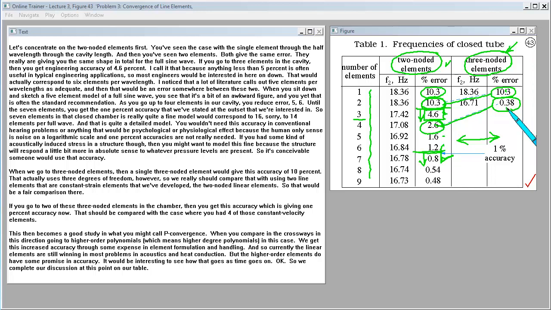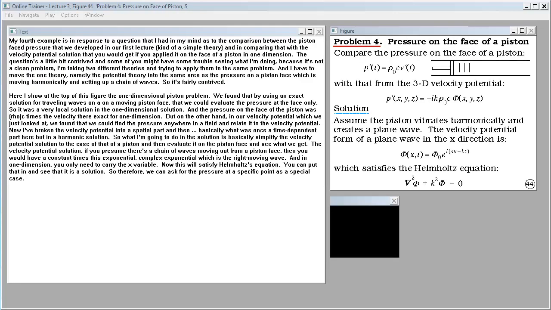Okay, so we complete our discussion at this point on our table. My fourth example is in response to a question that I had in my mind as to the comparison between the piston face pressure that we developed in our first lecture, kind of a simple theory, and then comparing that with the velocity potential solution that you would get if you applied it on the face of a piston in one dimension.